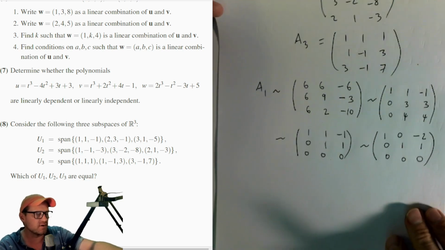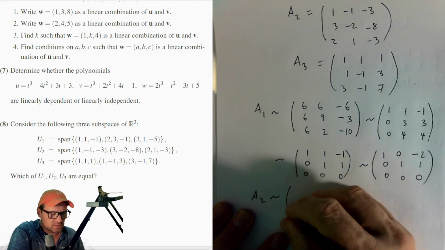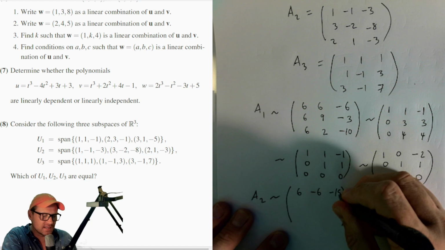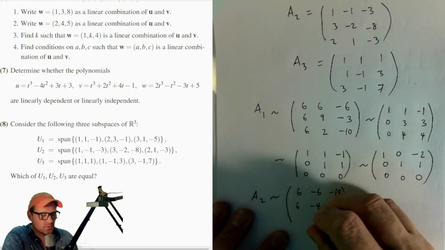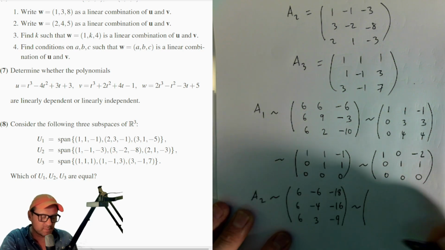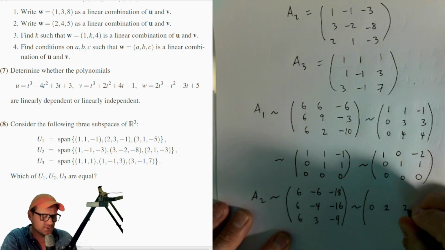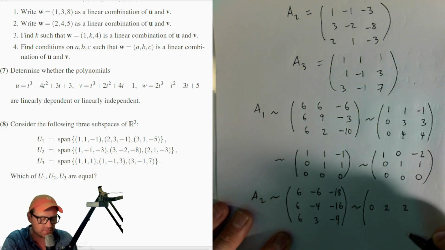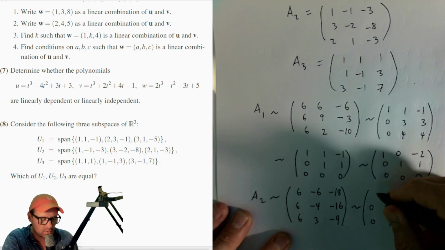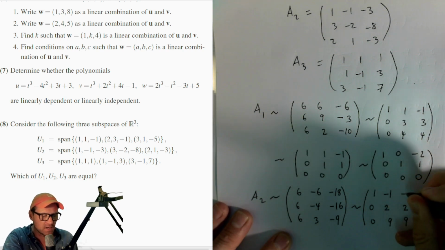Let's do the same thing for A2. Again, we can place a 6 in the first column by multiplying by the appropriate numbers in each row. 6, minus 18, 6, minus 4, minus 16, 6, 3, minus 9. Okay, replacing row 2 with row 2 minus row 3, we have 0, 2, 2. Replacing row 3 with row 3 minus row 1, we have 0, 9, and 9. Replacing row 1 with 1/6 row 1, we have 1, minus 1, minus 3.